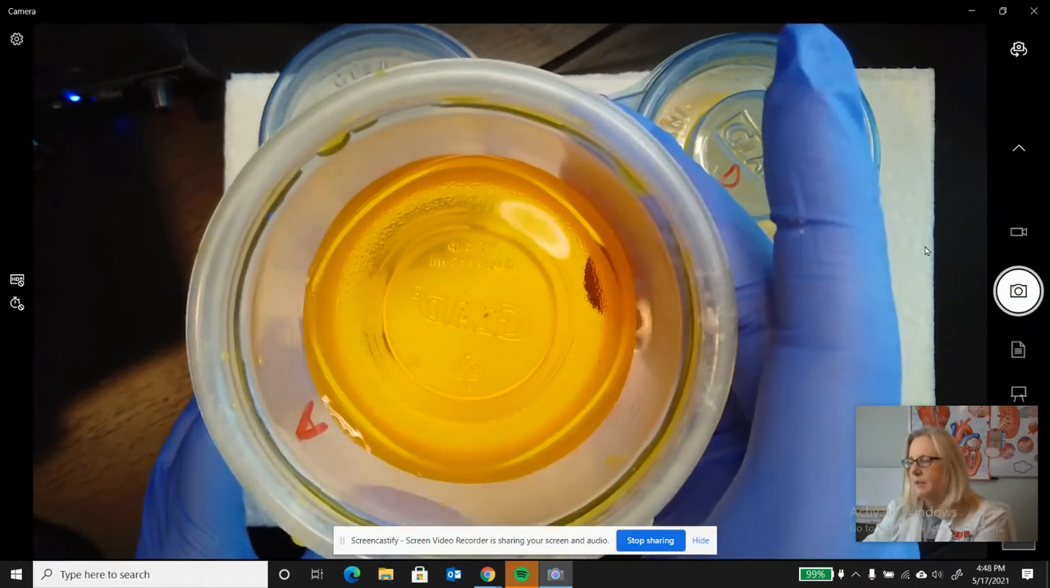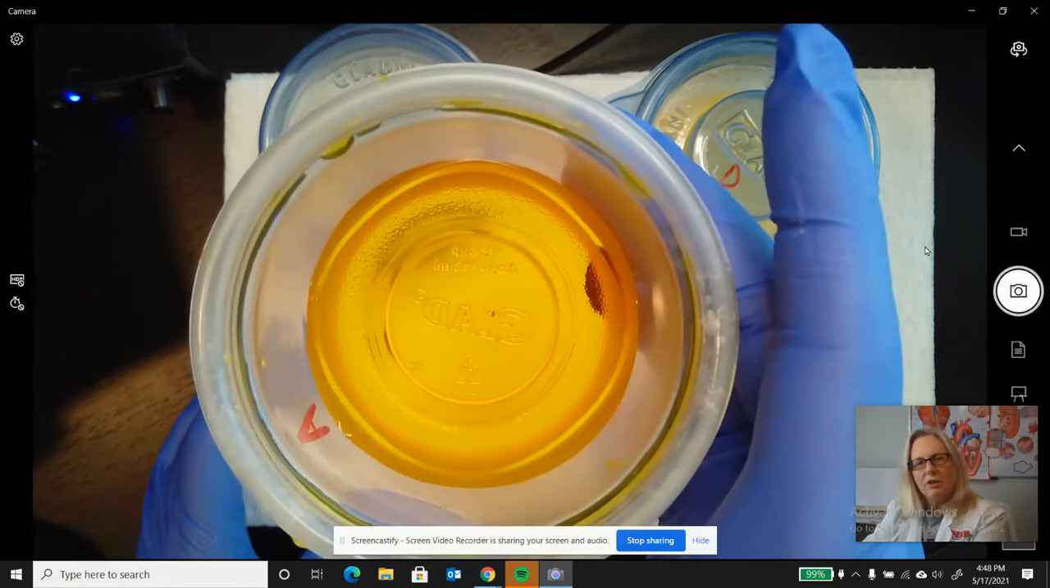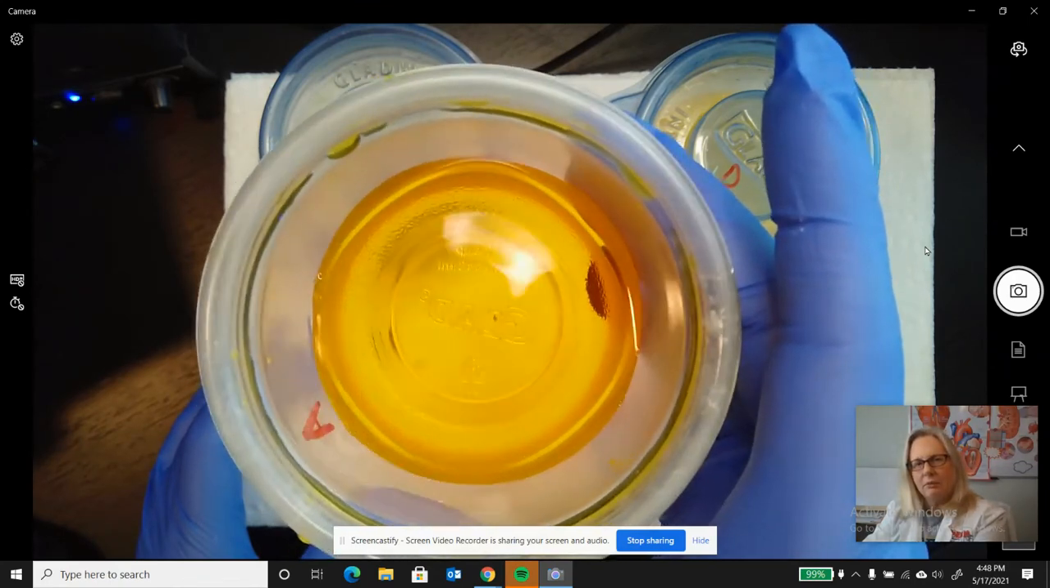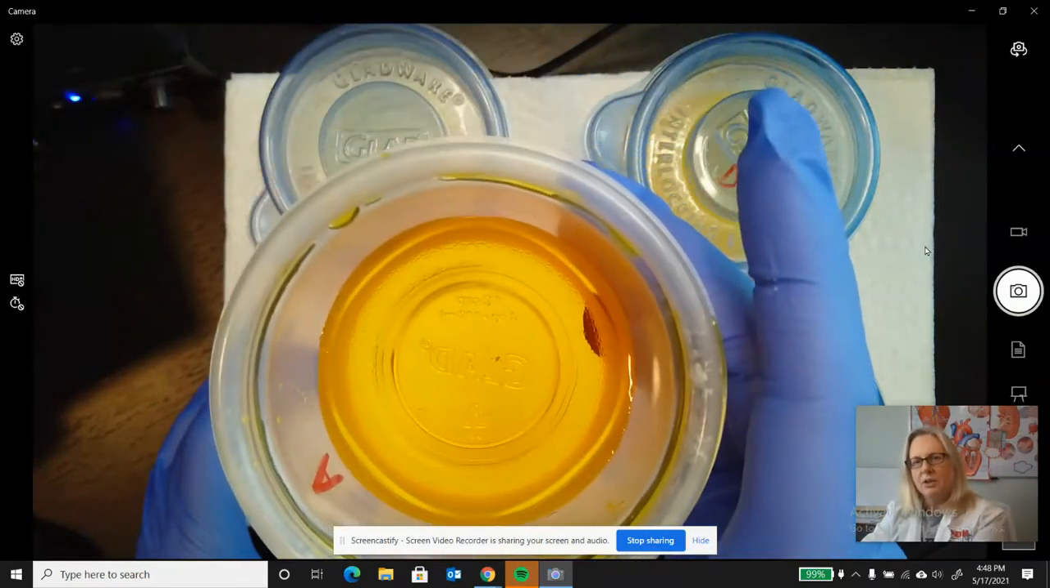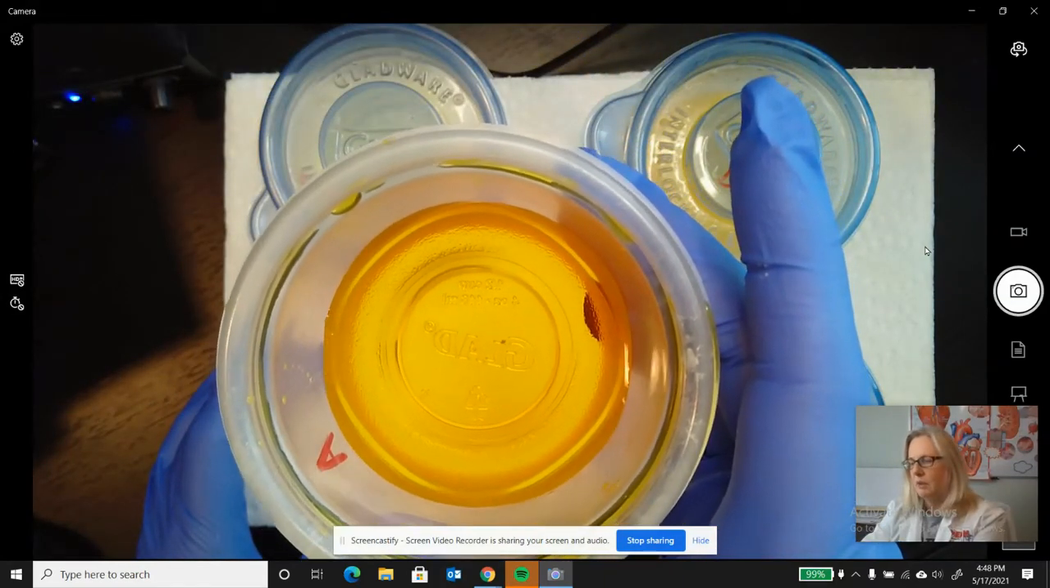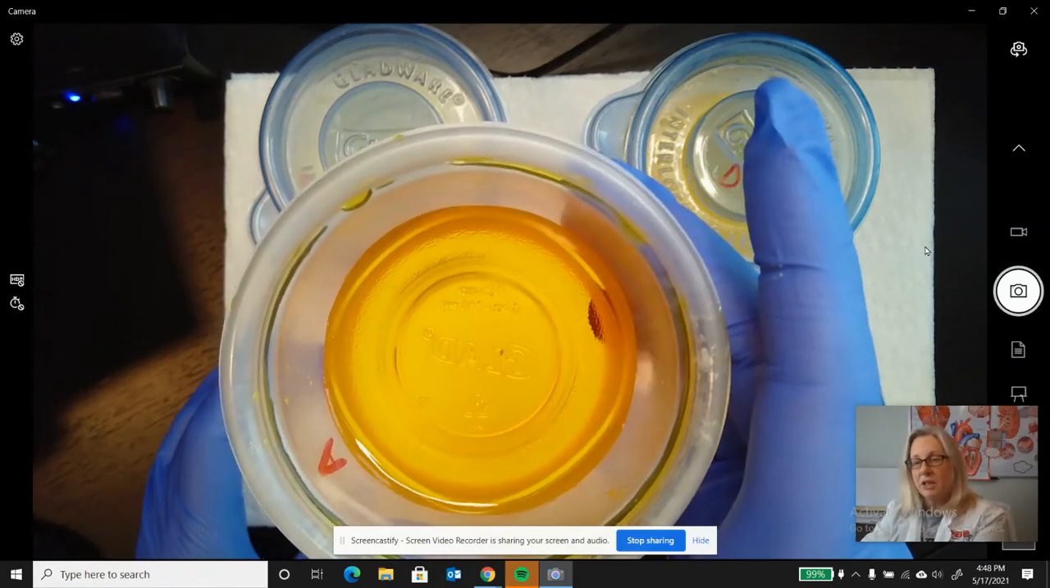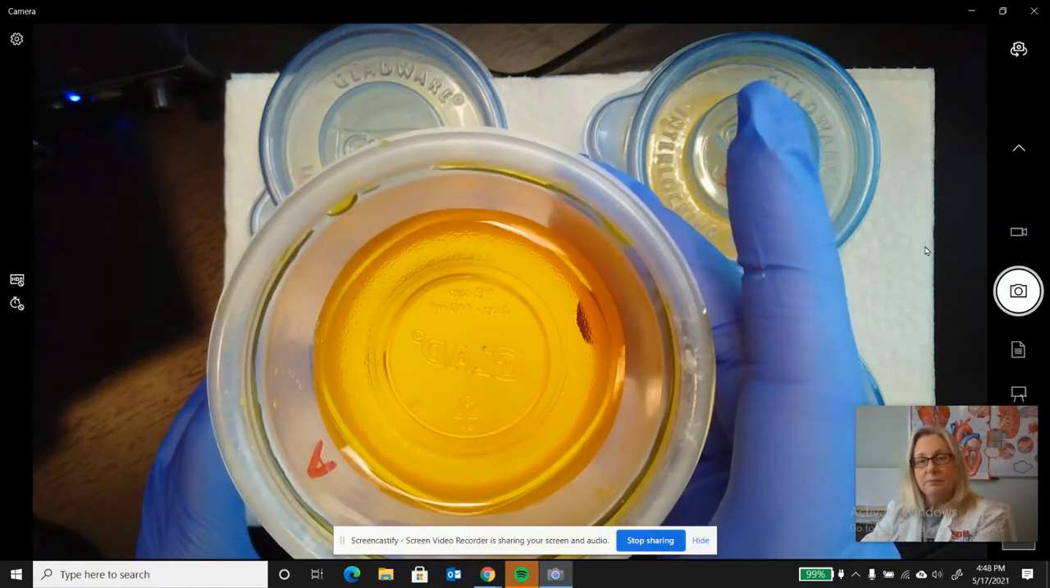Okay. Second is the clarity. So is this clear? Can I see through it? Can I see the other thing through it? Is it cloudy? Is it turbid? Does it have floaties in it? If it doesn't have any of those things, it's considered clear.